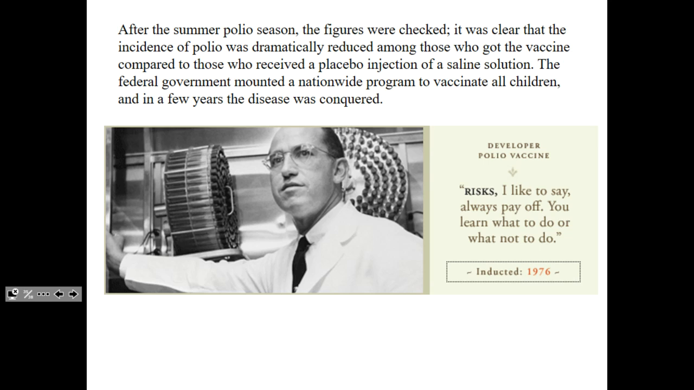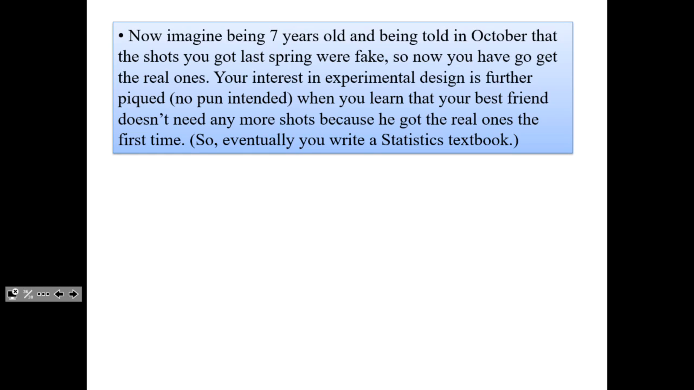So, now imagine you're 7. You're told in October the shots you got last spring were fake. So now you know. So now you have to go get the real one. Now this piques your interest in experiment design when you learn your best friend doesn't need any more shots because they got the real one. And eventually you write a statistics book.